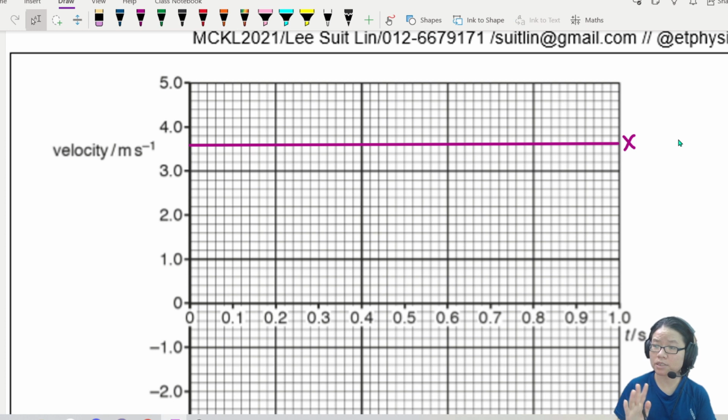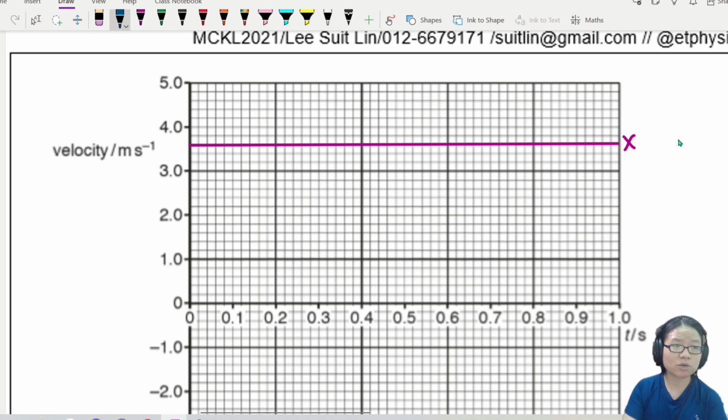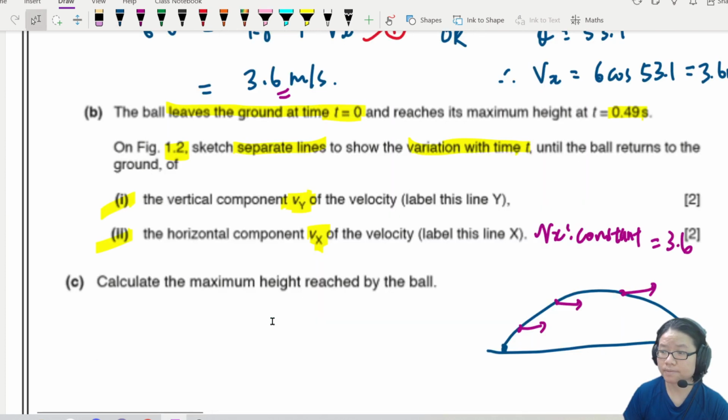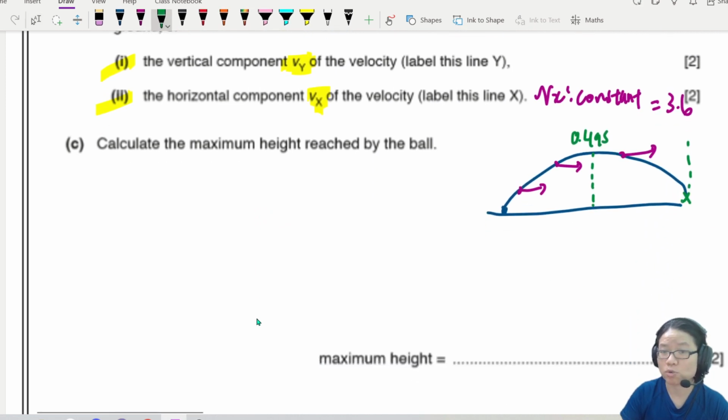But teacher, I draw the graph from end to end. No, you must graph the motion. At t equal to 0 here is where the golf ball leaves the ground. When is it maximum height? Let's check the question again. The maximum height is at 0.49, meaning when you reach here it is 0.49 seconds. And when you reach the lowest point here, the time will be 0.49 times 2, which is 0.98.